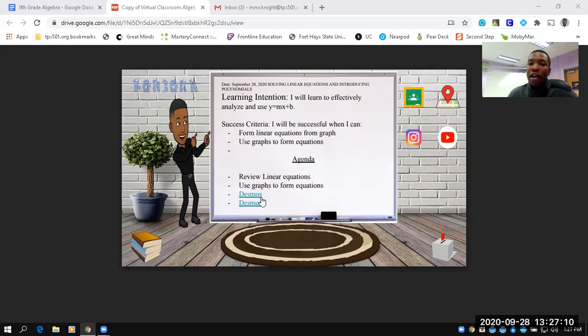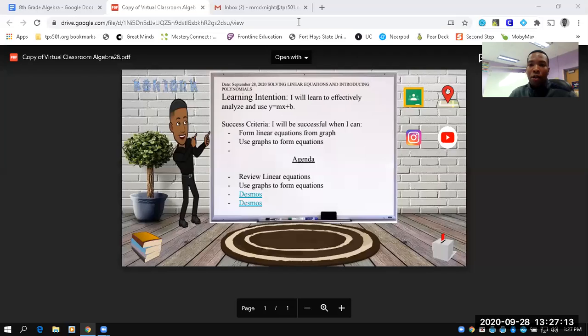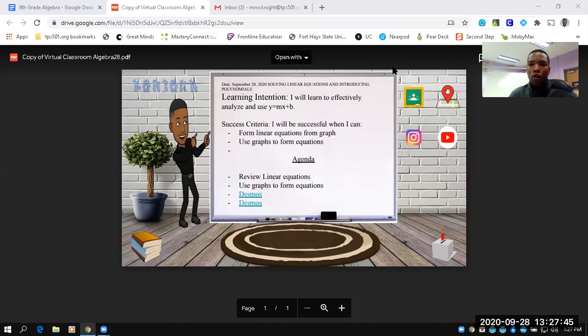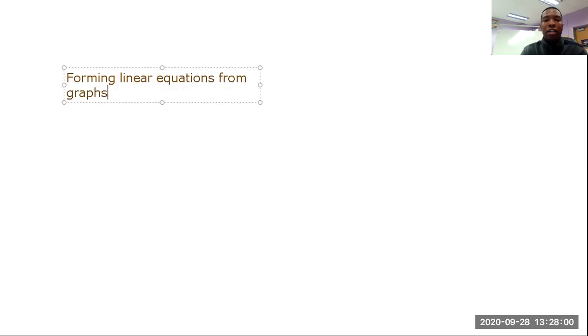All right. So, and then we'll do two of the Desmos activities. So I'm going to pull up my whiteboard so that we could, first part of it is linear equations from graphs, forming linear equations from graphs. So I'm gonna put this right here, forming linear equations from graphs. And please take notes, something.